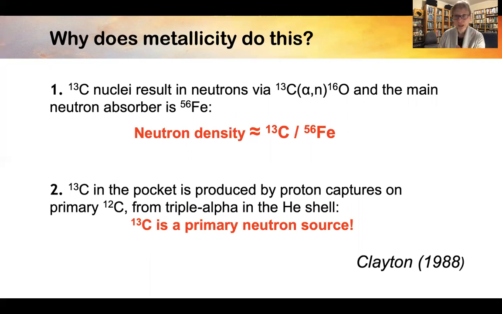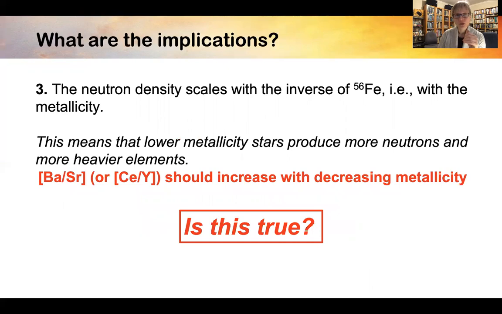So it doesn't matter how much iron I have, but the amount of iron I have will greatly scale with the metallicity. So this means that the neutron density scales with the inverse of iron-56, i.e. with metallicity. That means that low metallicity stars produce more neutrons and therefore more heavy elements. This means that if I look at, for example, barium to strontium, that should increase with decreasing metallicity. We can actually test this using instead cerium to yttrium, which is the analog and more easily measurable.